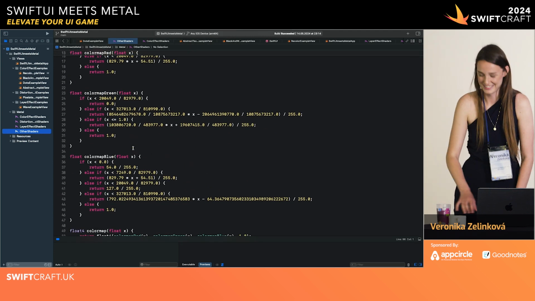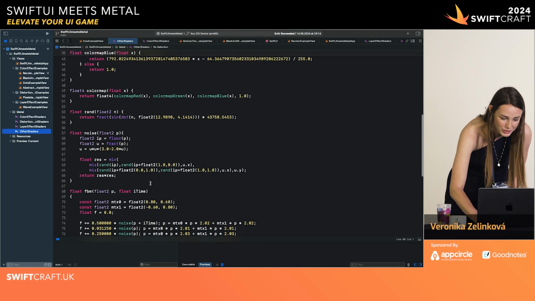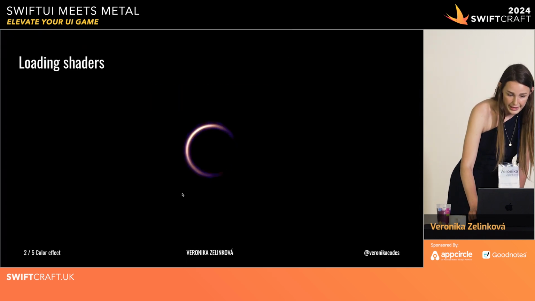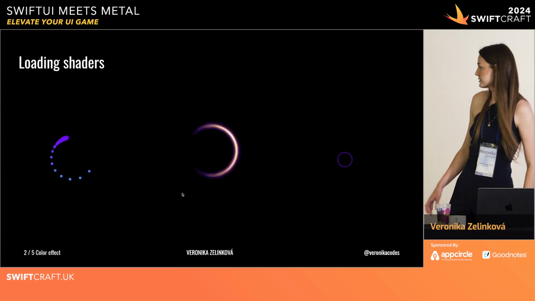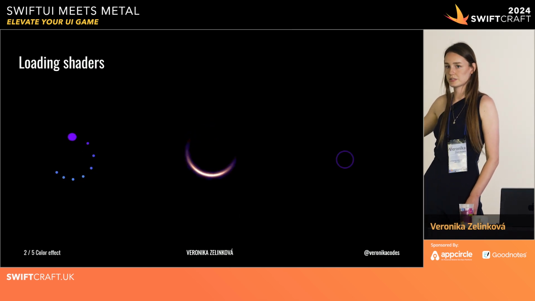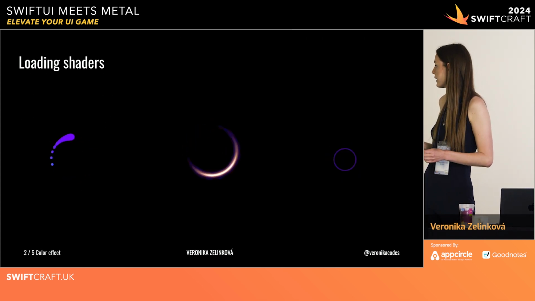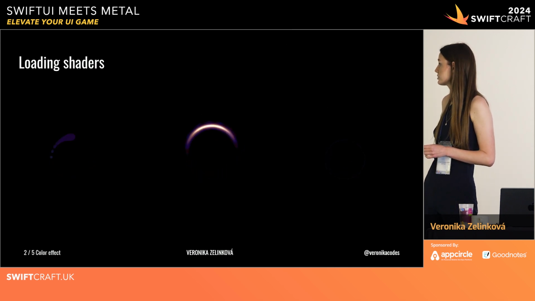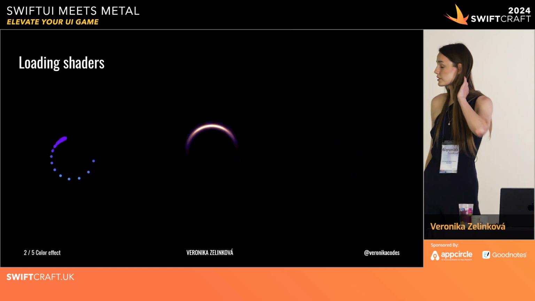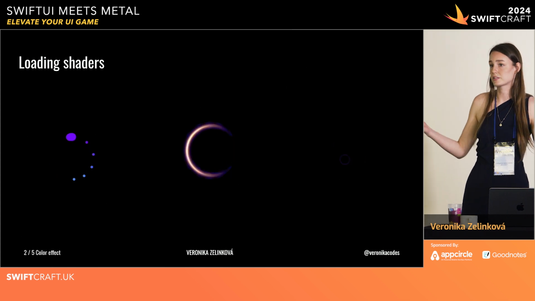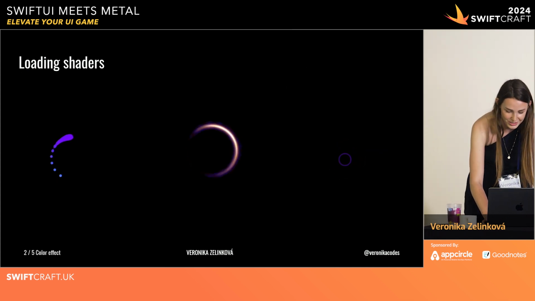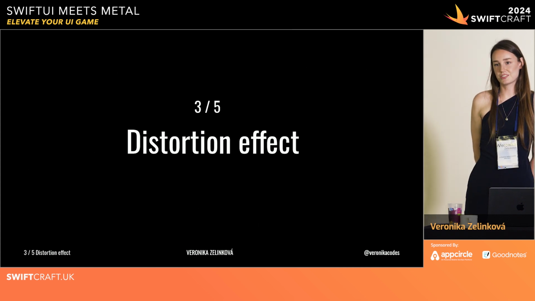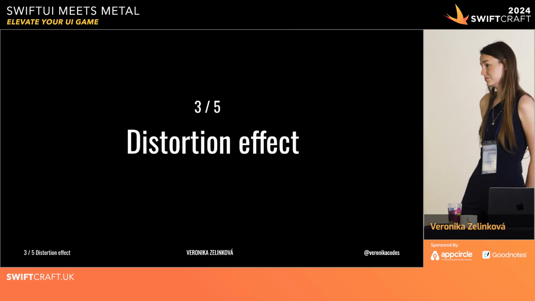So you can also have some more complicated texture shaders. And I was playing around and did some loading animations, which I don't know how you would do easily in SwiftUI, but there are a few lines of code in Metal. So you can do many different loading animations, and basically you can draw anything you want with the color effect. So this was the color effect, but we also have two more to go.